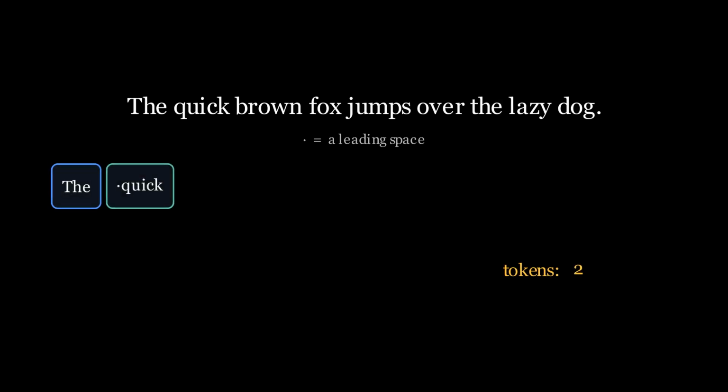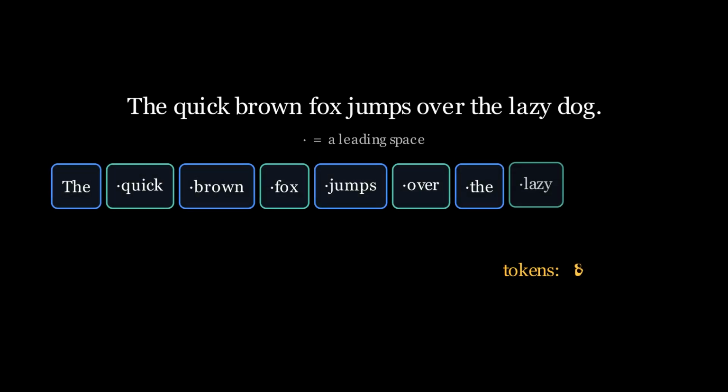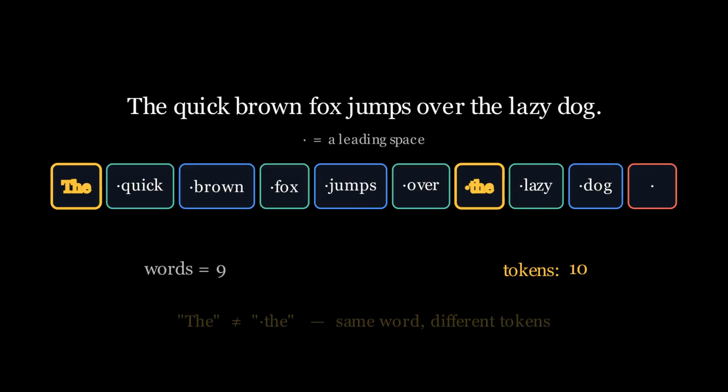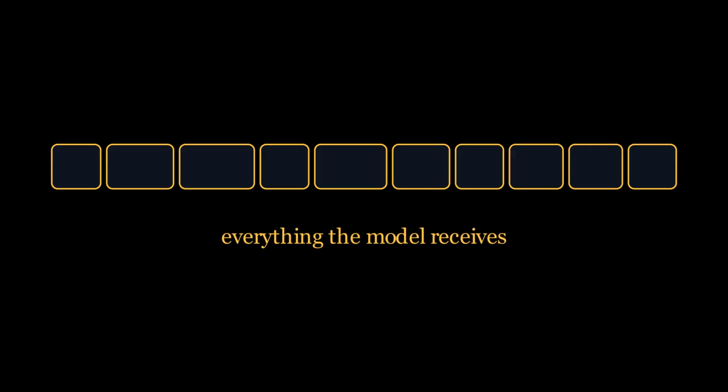Let's count one for real. Take the sentence: "The quick brown fox jumps over the lazy dog." 9 words, but 10 tokens. Why 10? The full stop at the end is its own token, and every word except the first carries its leading space baked in. Look, the capital The up front and the space-the lowercase later are different tokens, even though to us it's obviously the same word. This little strip of 10 numbers is quite literally everything the model receives. From here on, it is all arithmetic on IDs.